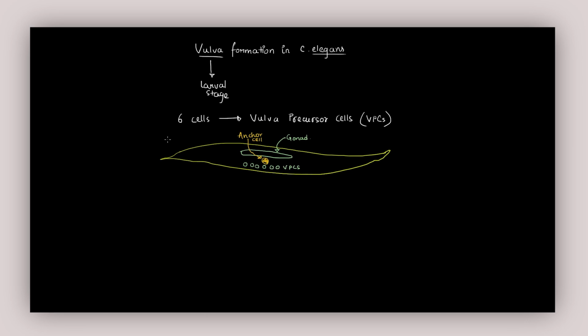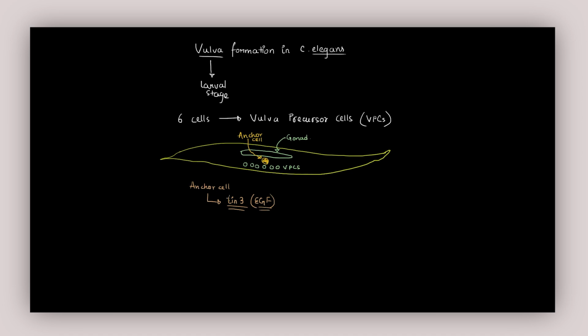Now this anchor cell plays a very important role in formation of the vulva. The anchor cell secretes a factor called Lin3, which is the master regulator for the vulva precursor cells. And this Lin3 is actually homologous to something in mammals which we already know as epidermal growth factor. So Lin3 is in C. elegans. When we come to a homologous protein in mammals, we have the epidermal growth factor, or EGF.